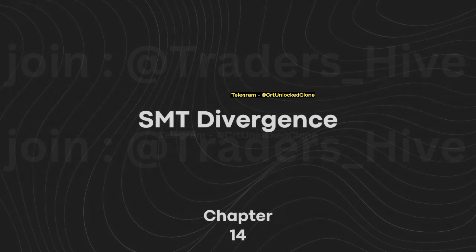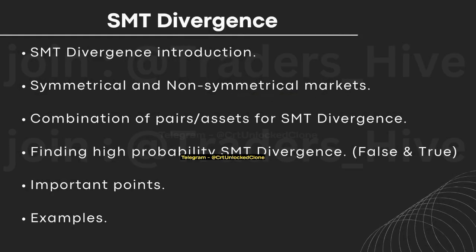So let's move on. First of all, right here you can see the layout of the topics that I'm going to be explaining to you in this chapter. They're organized in a proper manner, right? We're going to start off with introducing SMT divergences, and then we're going to move on to the rest of the topics like explaining symmetrical and non-symmetrical markets and so on.